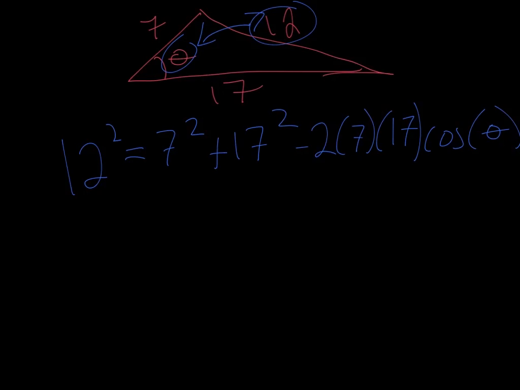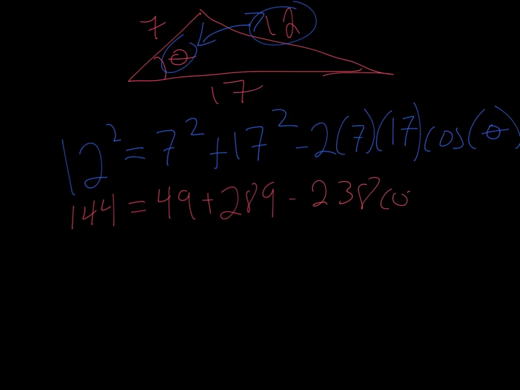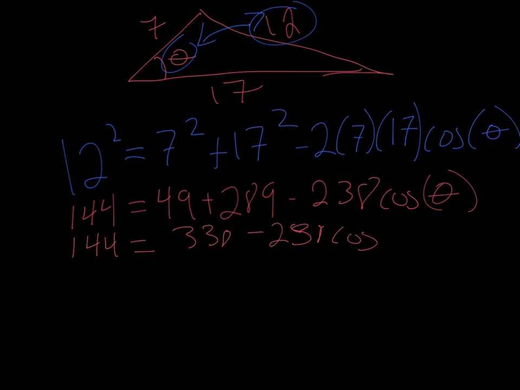So simplifying a little bit, I get 144 equals 49 plus 289 minus 238 cosine of theta. Simplifying just a bit more, we get 144 has to equal 338 minus 238 cosine of theta. Simplifying a touch more, we get negative 194 has to equal negative 238 cosine of theta. Still trying to get theta by itself.